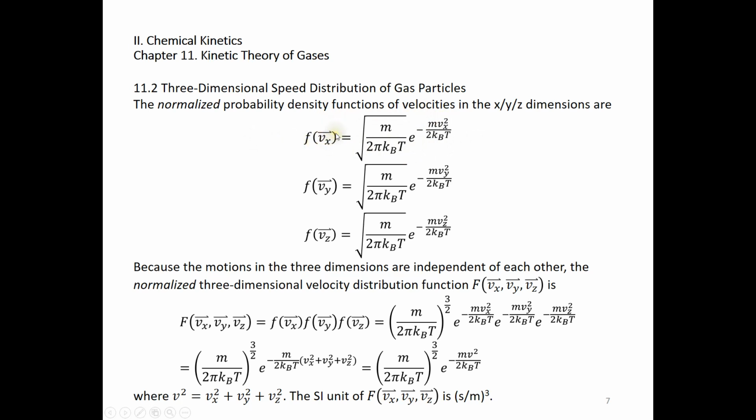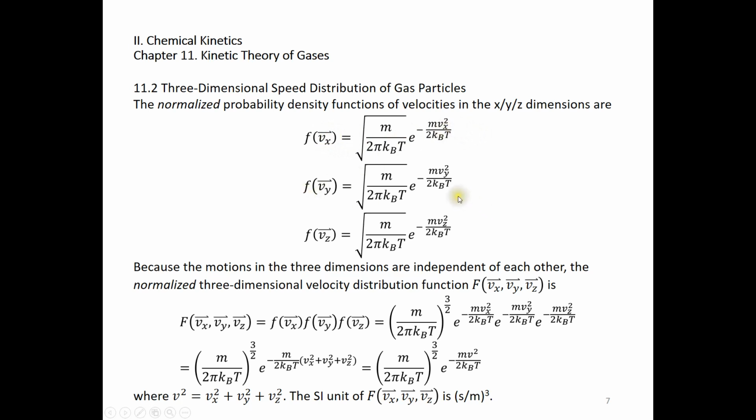Vx with an arrow on top is the velocity in the x direction. The square root of m over 2 pi kbT, this is the normalization factor. And over here we have e to the power of negative m vx squared over 2 kbT. This is the kinetic energy in the x direction over kbT. The reason I didn't put an arrow here is just because Vx squared is equal to Vx with an arrow squared.